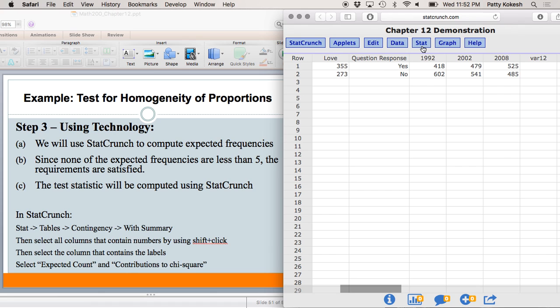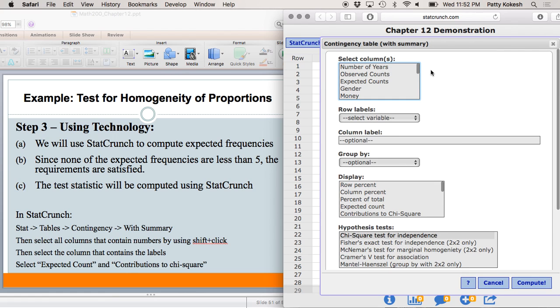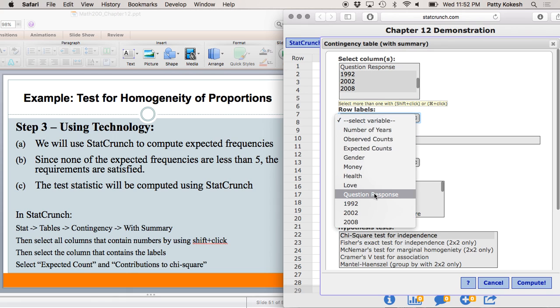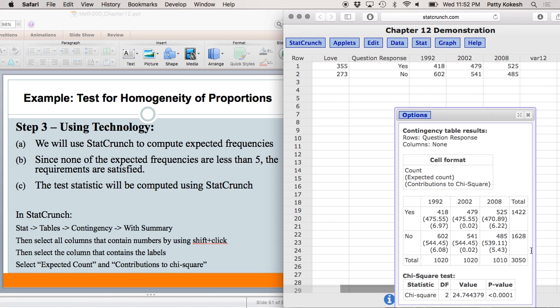If we recall from the previous demonstration, I do Stat, Tables, Contingency, and then I want With Summary, because my data is already in a summary table. Again, I have to select more than one column, so I select anything that actually has data in it. That's going to be 1992 all the way to 2008. On my keyboard, I'm clicking on the first one and then holding down Shift and selecting the last one, and it highlights all of them at once. My row labels are just my yes, no, my question responses. Then I want to select a couple of things. Let's do the expected counts again and the contributions to the chi-squared. We leave this where it is and we do compute.